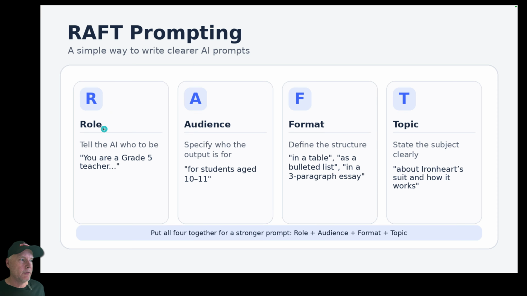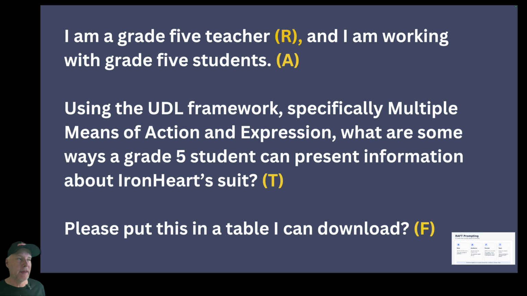So R is for role. Tell the AI who to be. What should the AI be? What role does it have? Audience, who's it speaking to? The format, do you want it in a bulleted list, for example? And then the topic. I often do RAFTF because it just makes more sense to me, but RAFT is easier to remember. Let's look at that prompt.